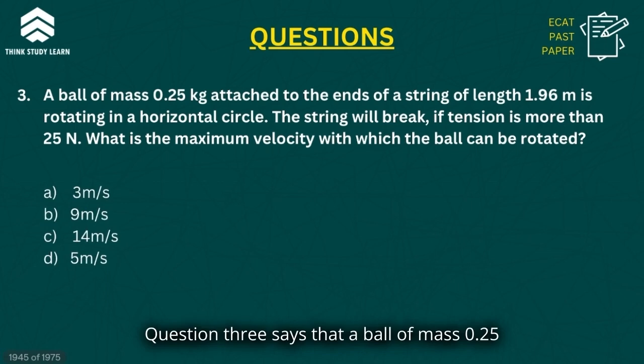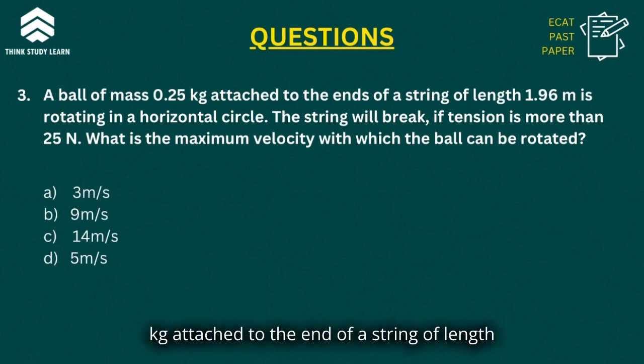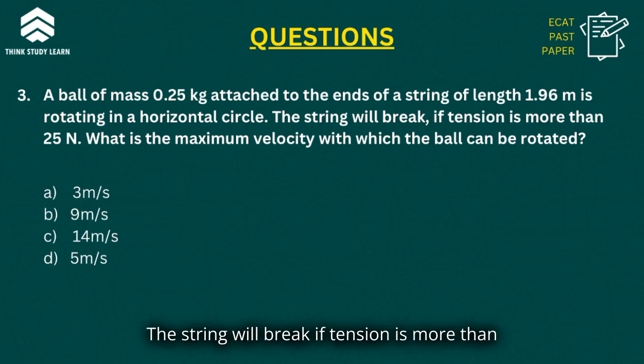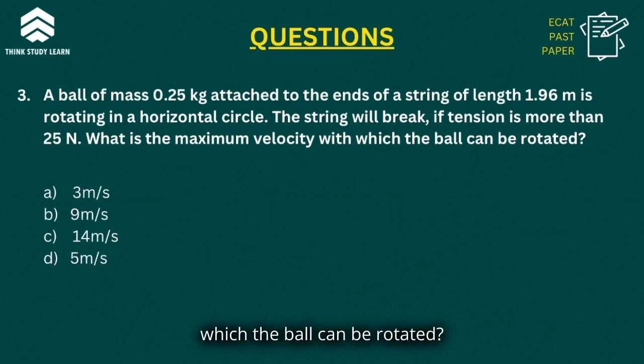Question 3 says that a ball of mass 0.25 kg attached to the end of a string of length 1.96 meters is rotating in a horizontal circle. The string will break if tension is more than 25 Newton. What is the maximum velocity with which the ball can be rotated?